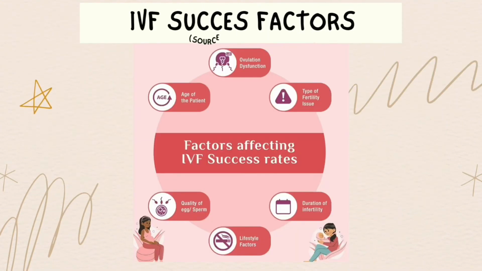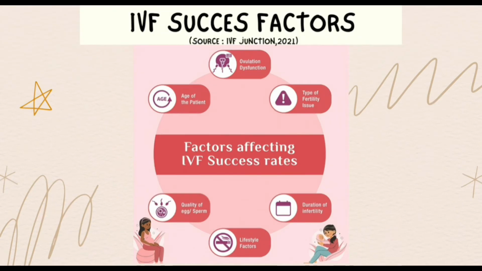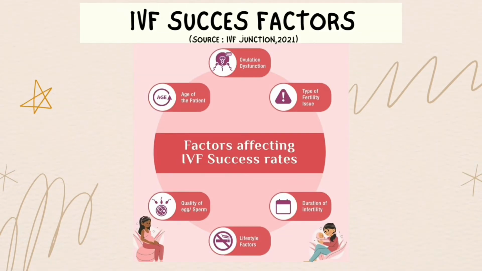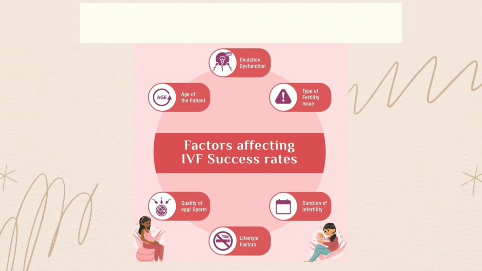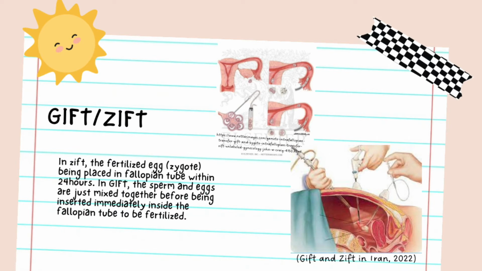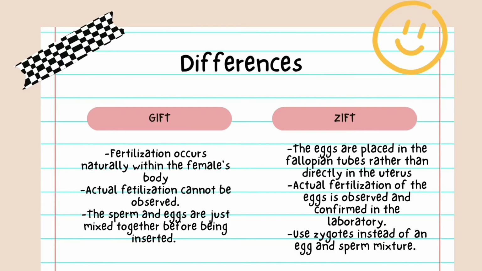Here are the factors affecting IVF success rates, such as age of the patient, ovulation dysfunction, type of fertility issue, duration of infertility, lifestyle factors, and quality of eggs or sperm. In ZIFT, the fertilized eggs at this stage are called zygotes, and they are placed in the fallopian tubes within 24 hours. In GIFT, the sperm and eggs are just mixed together before being inserted, and with luck, one of the eggs will become fertilized inside the fallopian tubes. The processes used in GIFT and ZIFT are closer to natural conception.